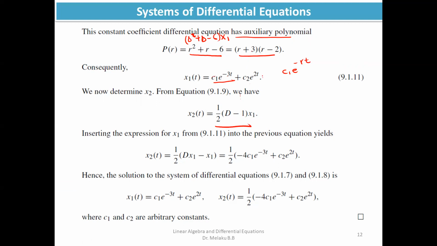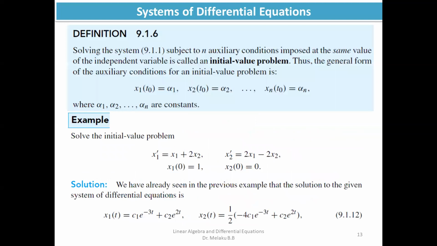Now x1 is here. From this, we can substitute x1 here, then differentiate, d minus 1. Inserting the expression for x1 into the previous equation yields what? Half times dx1 minus x1. That is, we can differentiate this one and obtain this one. So this one is what? x2. And here we have x1, which means we are solving for x1(t) and x2(t). That is considered the solution for the system of two linear equations, where c1 and c2 are arbitrary coefficients.